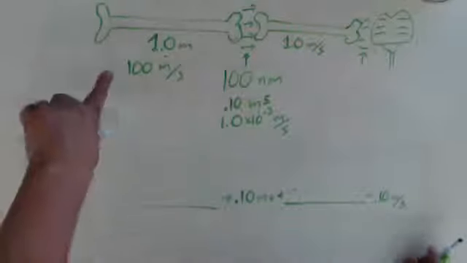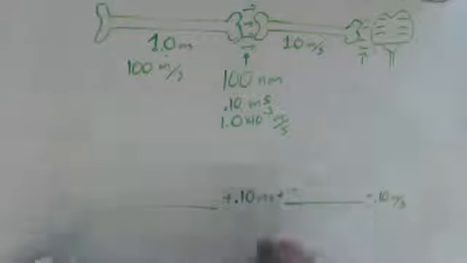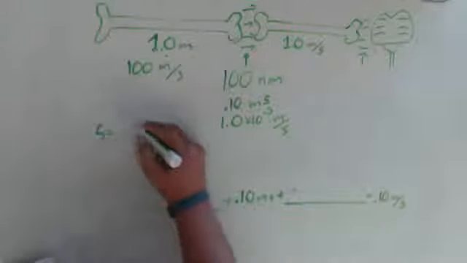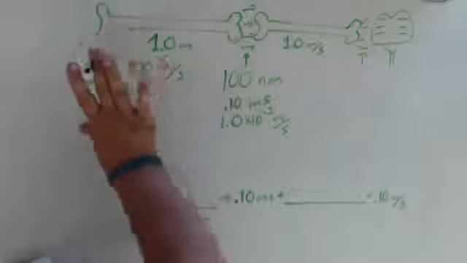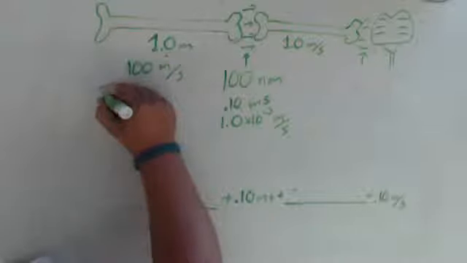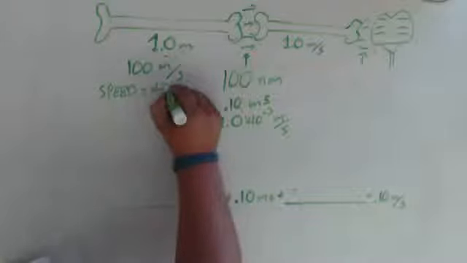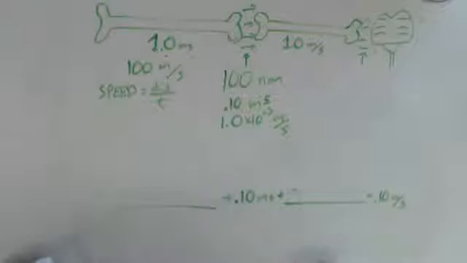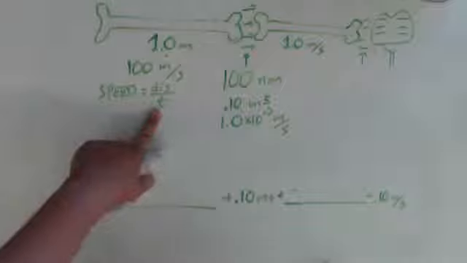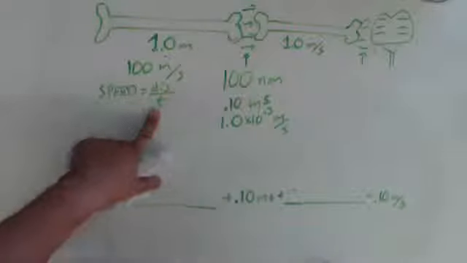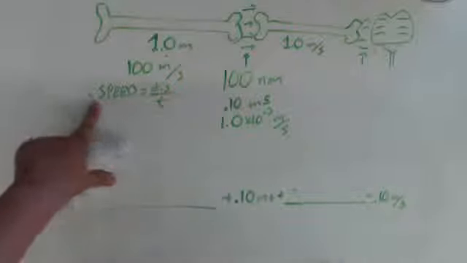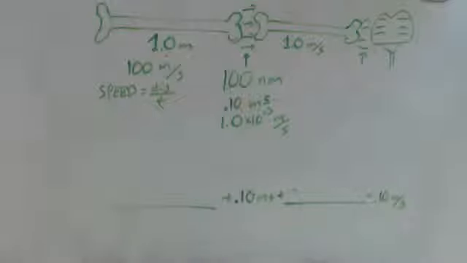So what I've got to do is figure out time from this. Well, I know speed. Speed is distance divided by time. I need to solve for time. So what I'm going to do is move the time over to this and move the speed over to that using cross multiplication.